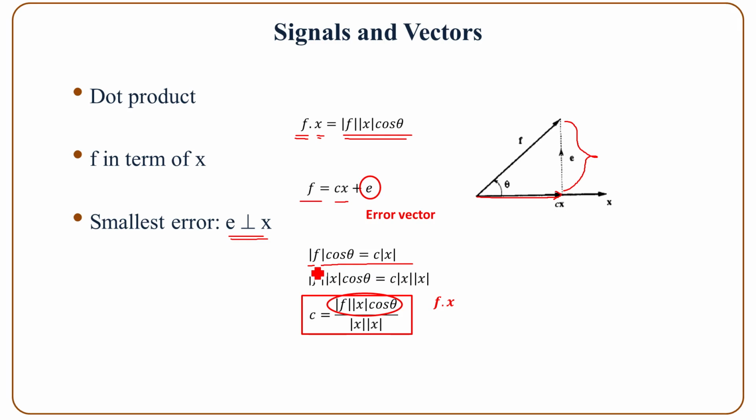So starting from here, multiply both sides with absolute value of x, then pull c out, we get c.